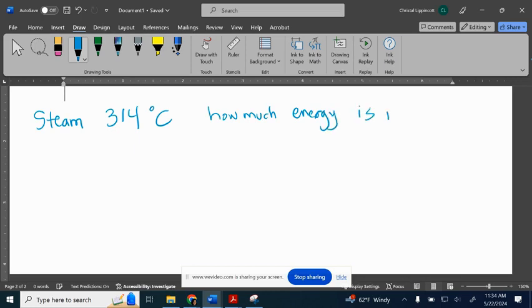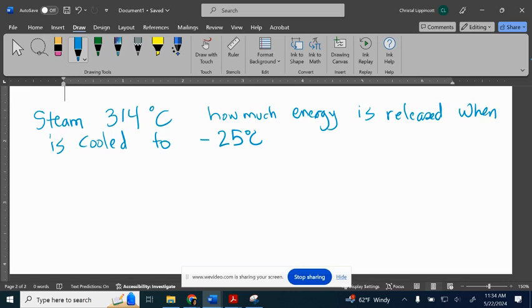is released when that steam is cooled to, let's do a negative. Sometimes it gets this cold in Wisconsin. Maybe, I don't know. It gets cold. We're going to do negative 25 Celsius. Okay.